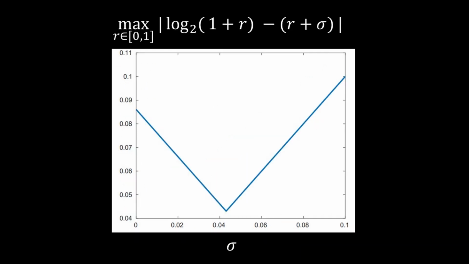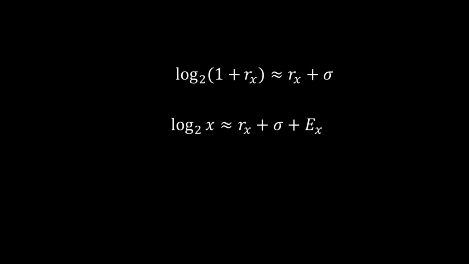Here I am plotting the maximum error we get when choosing a particular value of sigma, and we can see that there is a minimum value, which is exactly 0.04343 for sigma. Thus, we can approximate base 2 log of 1 plus the mantissa by a linear function of the mantissa. Therefore, we have a linear approximation of log 2 of x by adding the exponent too. This is nice, but we haven't obtained a way to compute the inverse of the square root yet.